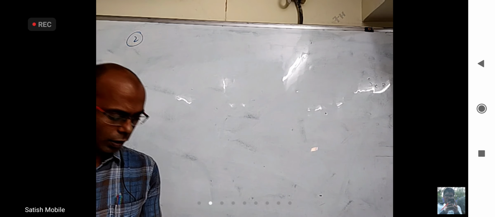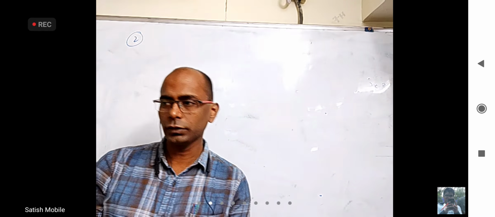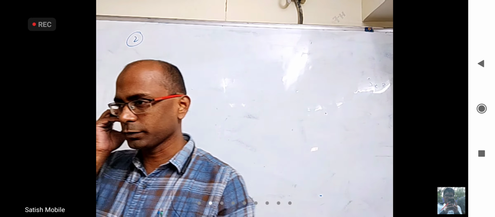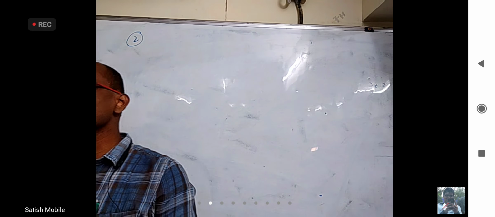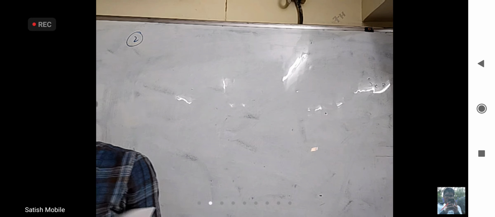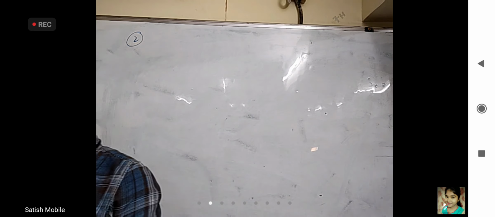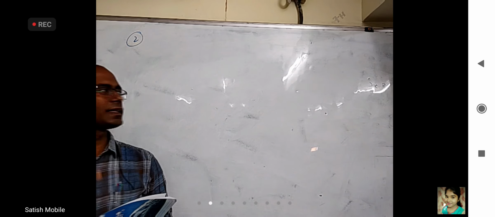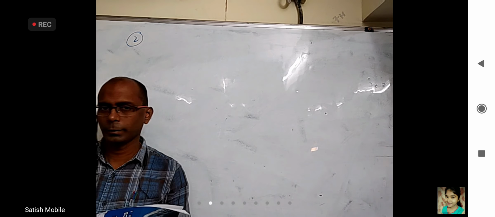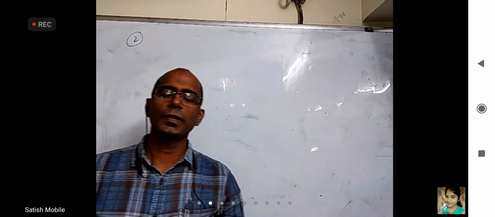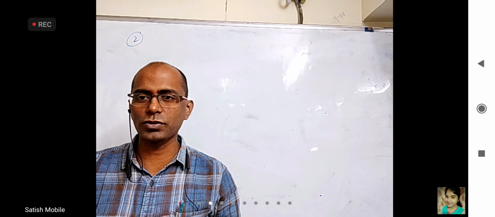4 points are coplanar. How will you check whether 4 points are coplanar? Anybody want to tell? If I give position vectors of 4 points, they may be in a plane, they may not be in a plane. How will you check? But there is no slope in 3D geometry, no?